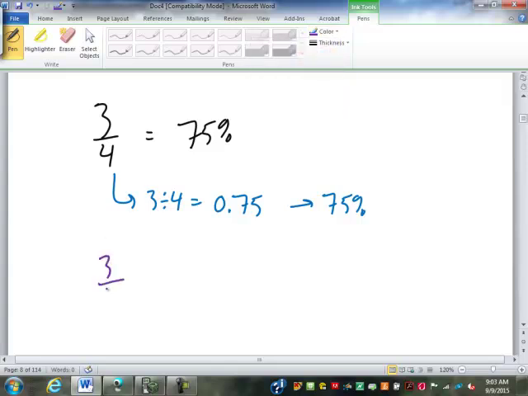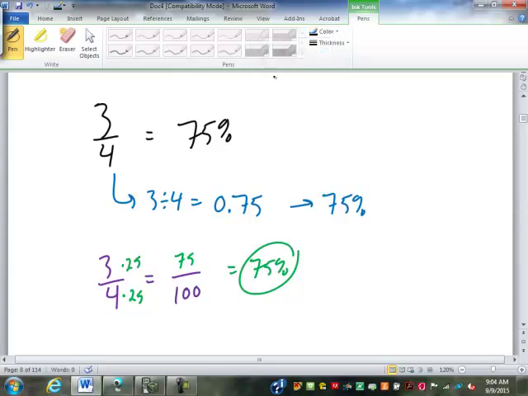Or we treat 3/4 as 3 out of 4, and we know a percent is out of 100. And in this form, we have a couple of different ways we can handle it. We could look at this and say, okay, 4 times 25 is 100, so 3 times 25 is 75. So 75%.